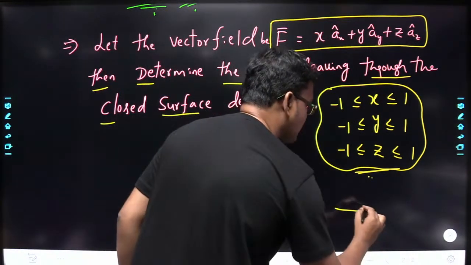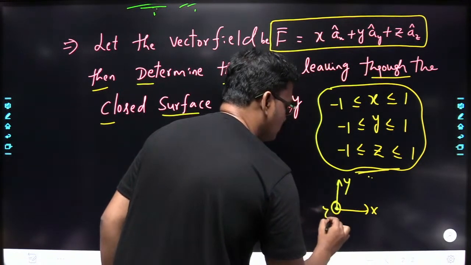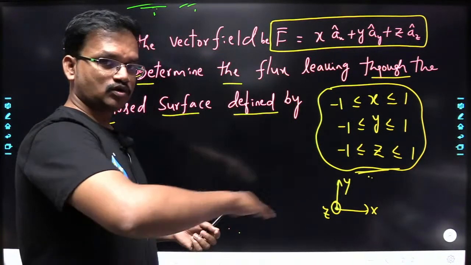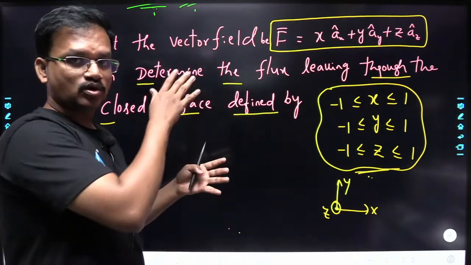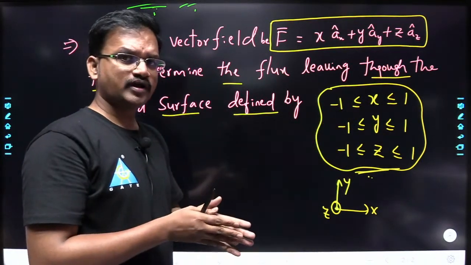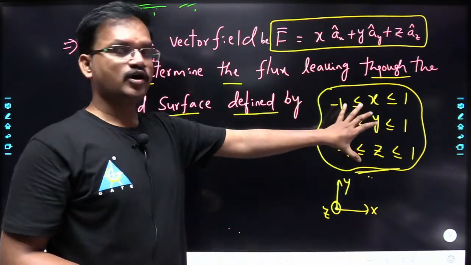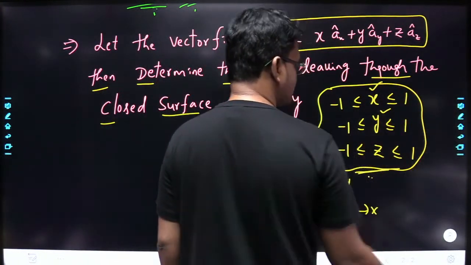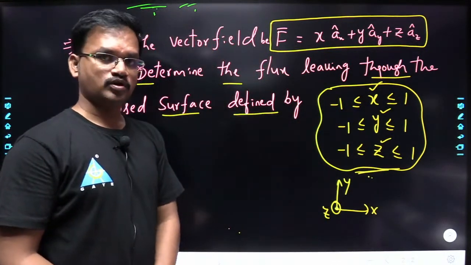So let us assume this as x-axis and this as y-axis and the z-axis is coming out of the board. Yes or no? So x is varying from -1 to 1 and y from -1 to 1 and z from -1 to 1. So with this, what is the closed surface you are going to get here? You are going to get a cube, right?